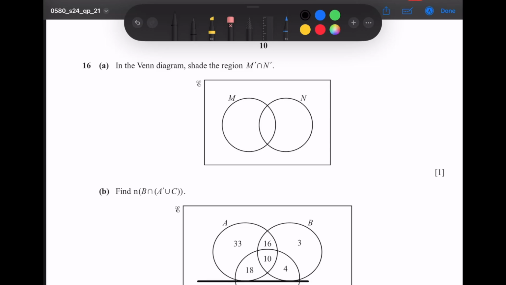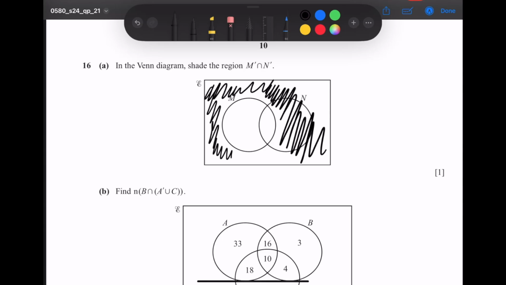For question 16a, in the Venn diagram, shade the region M prime intersects N prime. So M prime intersects N prime basically means the region of the Venn diagram where there's neither M nor N. M prime would be defined as the region that's not within M, since M is this circle over here. So the region not in M. And N prime is the region that's not in N. So everything that's outside of this green circle. So like this.